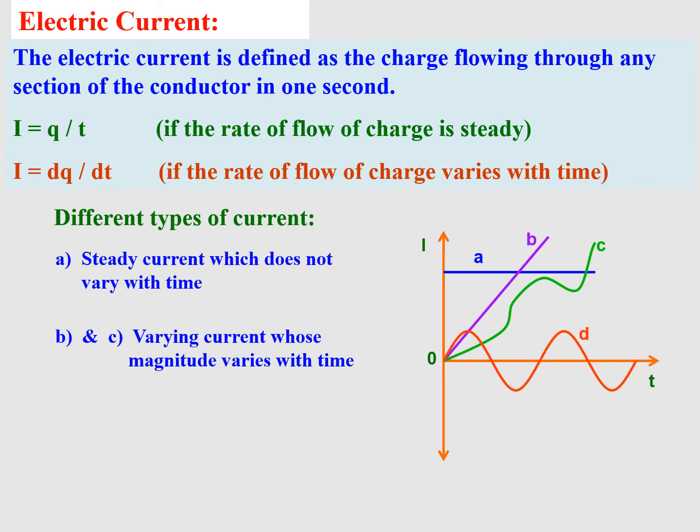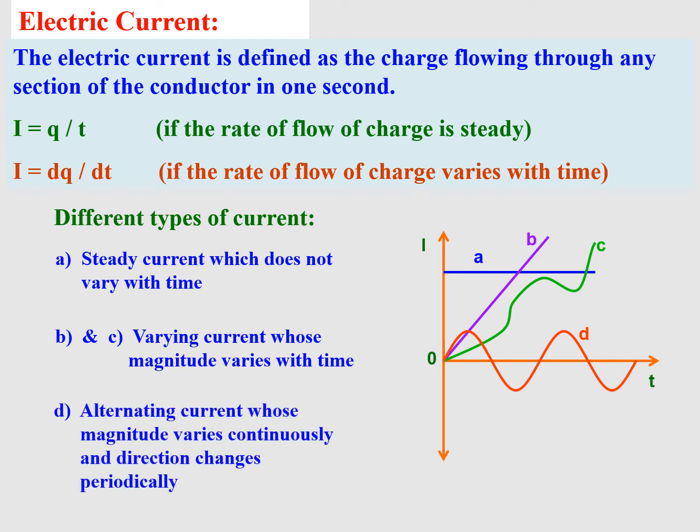Graph D represents that the magnitude of current as well as direction is changing with respect to time. Here in graph D we have positive and negative pulses of current, and this graph defines alternating current. Alternating current is current whose magnitude varies continuously and direction changes periodically. That's why it is called alternating current, because we get positive and negative pulses with respect to time.